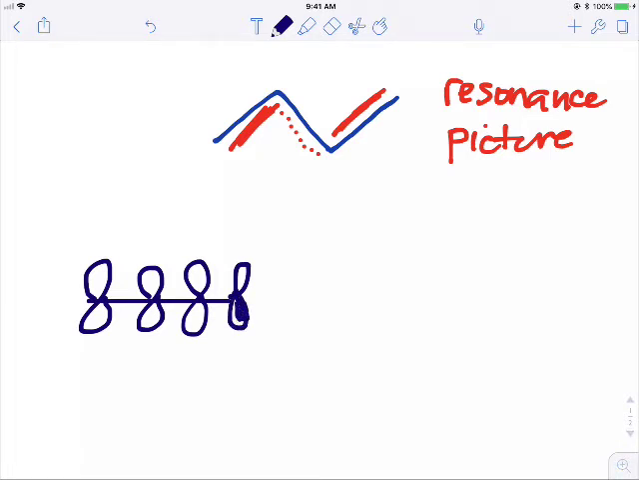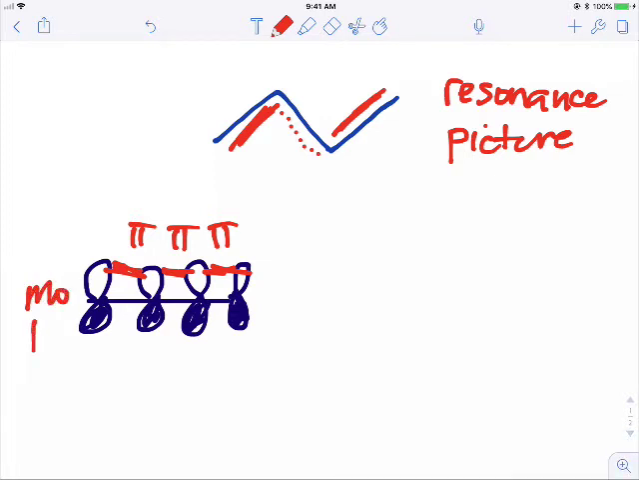So we'll do this. We'll have all the lobes in phase, meaning that we've got pi bonding between carbon 1 and carbon 2, between carbon 2 and carbon 3, and between carbon 3 and carbon 4. That's pi bonding character according to our first orbital. That was molecular orbital number 1. What was molecular orbital number 2? Well, it had one node.